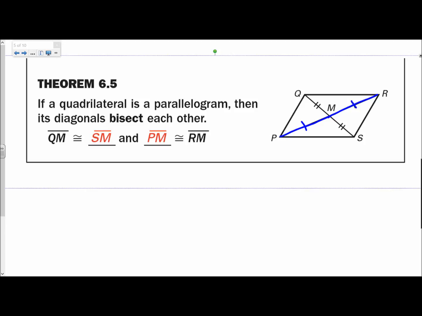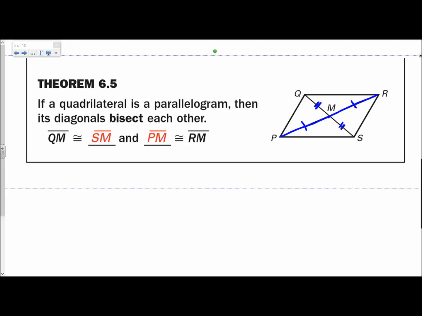So this would indicate that these two are congruent. In other words, from MS, it's the same distance to MQ. So these little hash marks indicate congruence, or same size, they mean the same thing. So the diagonals chop each other in half. So this diagonal chopped this in half, so these two are congruent. And this diagonal chopped this in half, so these two are congruent. It's just a strange, mysterious feature of parallelograms. All the time it happens.